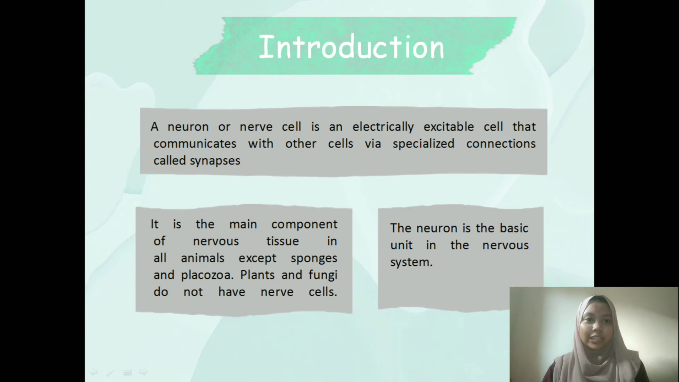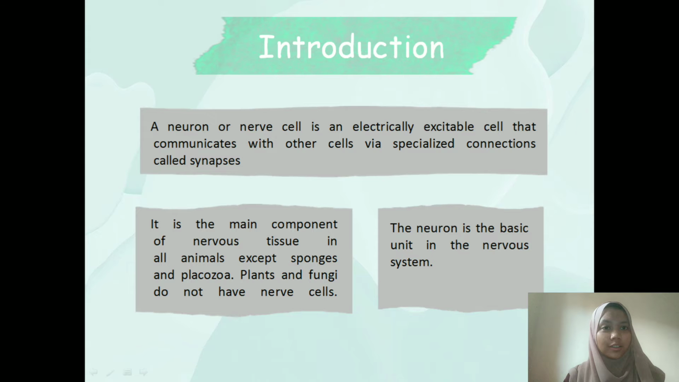The first section is introduction about the neuron cell. A neuron or nerve cell is an electrically excitable cell that communicates with other cells via special connection called synapses. It is the main component of nervous tissue in all animals except sponges and placozoa. Plants and fungi do not have nerve cells. The neuron is the basic unit in the nervous system.